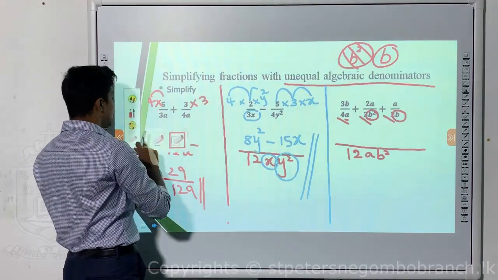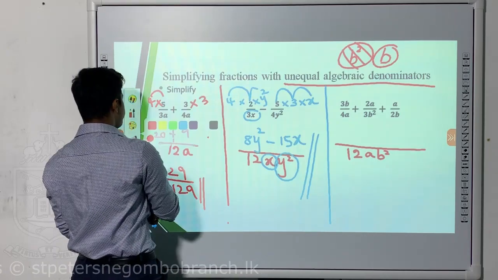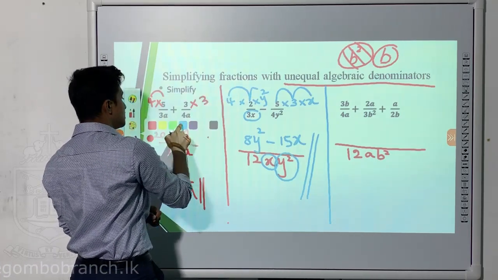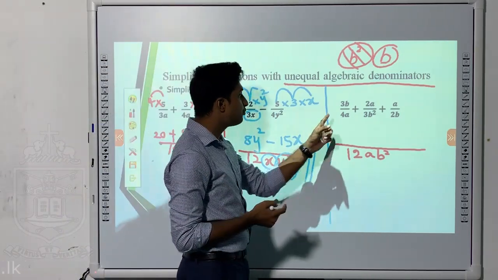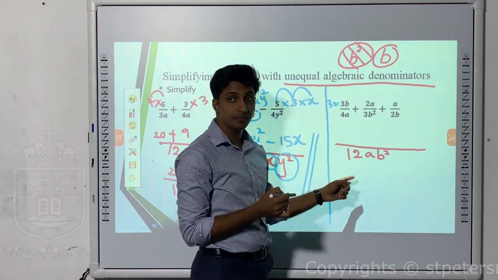Now I am going to do the necessary changes to the numerators. See, 4 has become 12, multiplying by 3, then the upper number also multiplies by 3.